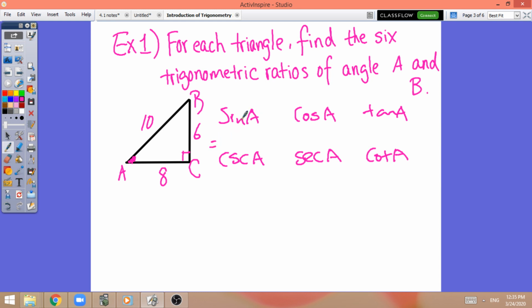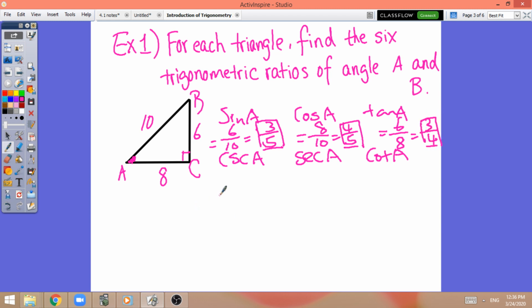So sine of A, according to the formula, is opposite over hypotenuse, so 6 over 10. But don't forget to reduce to simplest form. Divide the top and bottom by 2, so we have 3 over 5. Make sure that you box it. And then cosine of A is adjacent over hypotenuse, so 4 over 10. Reduce, so we got 2/5. And then tangent of A, opposite over adjacent, so 6 over 4. Reduce, so it's 3 over 2.